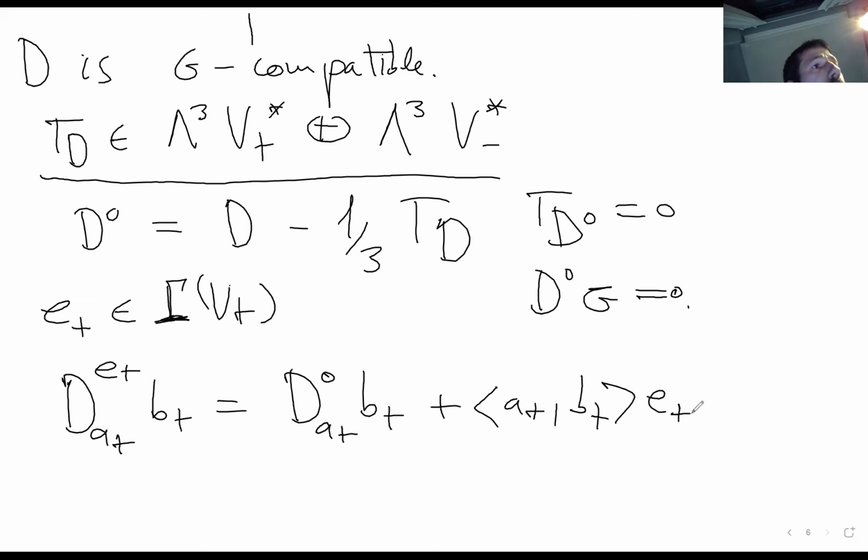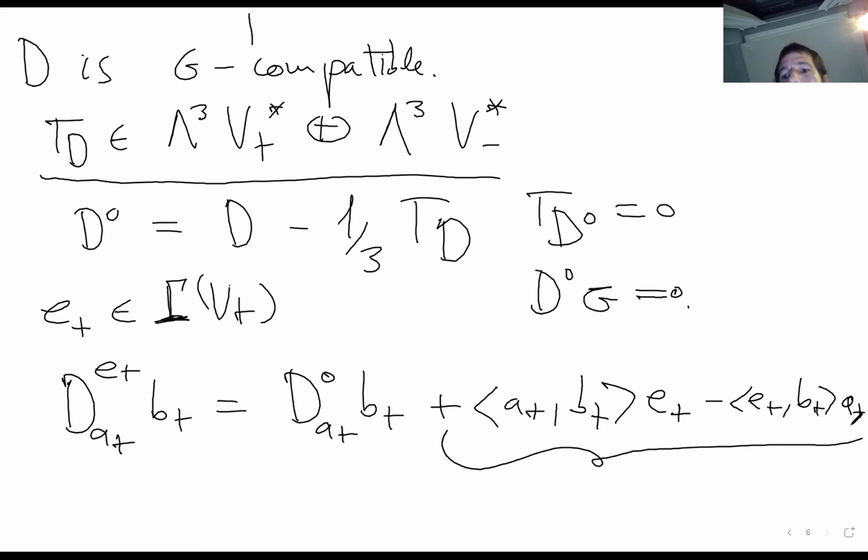E plus, and then you have minus e plus b plus a plus. So as I said, this term here corresponds to the modification of the Levi-Civita connection of a metric when you do a conformal rescaling of the metric. If you identify tangent with b plus, you will see this very explicitly. So this is like a Weyl term.